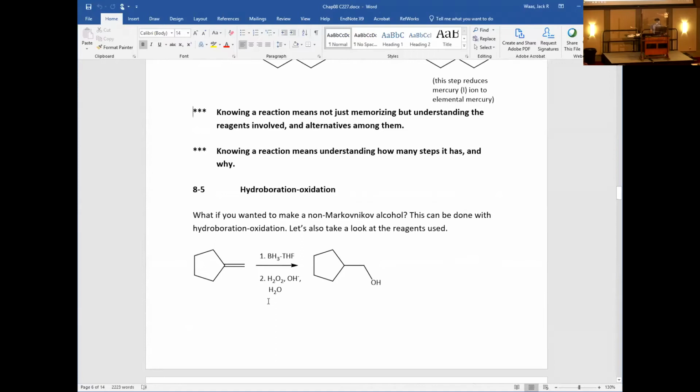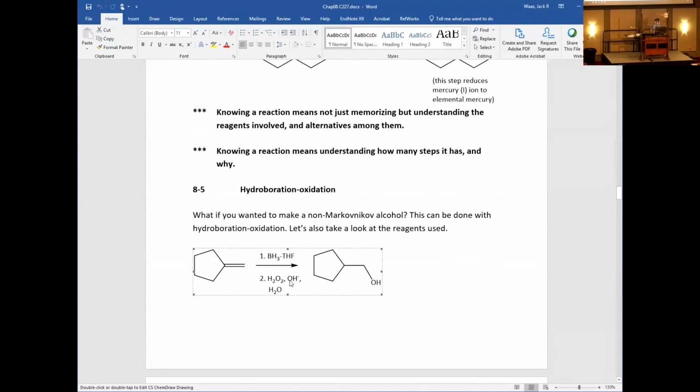In any case, the first reagent is borane THF, or the equivalent, and the second step is the oxidation step, and generally this involves aqueous alkaline hydrogen peroxide. So you do need hydrogen peroxide for this. The base doesn't have to be hydroxide, and of course it might say NaOH, it might say KOH, or some other version of that.